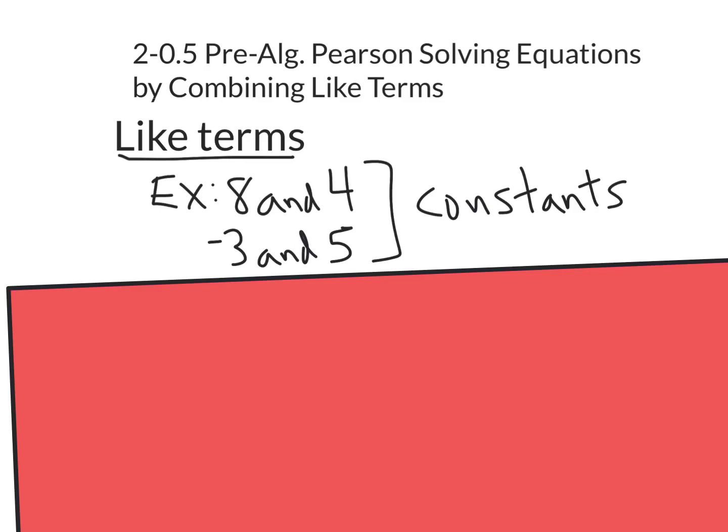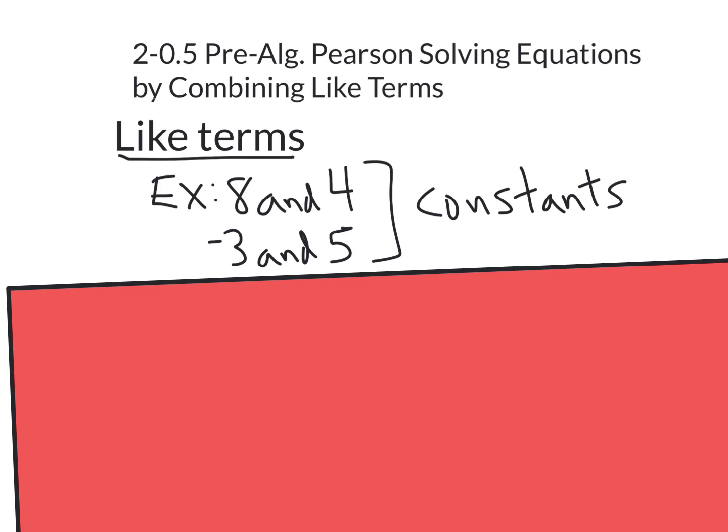We're going to do a lesson here. We're going to call it 2-0.5. It's coming before lesson 2.1. And this is going to be on learning a little bit more about combining like terms and solving equations.